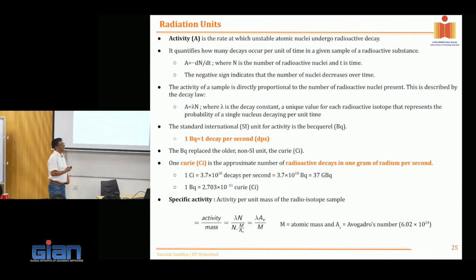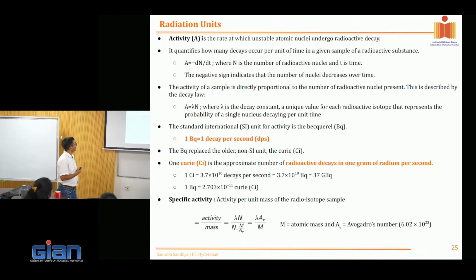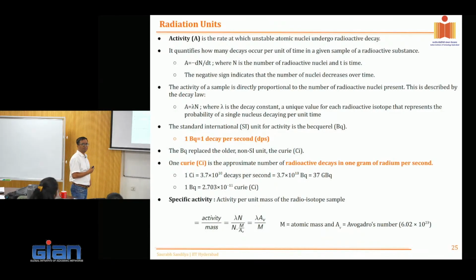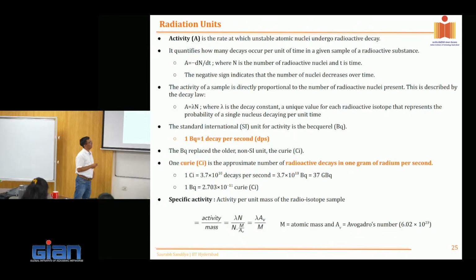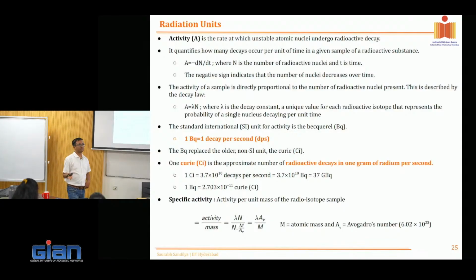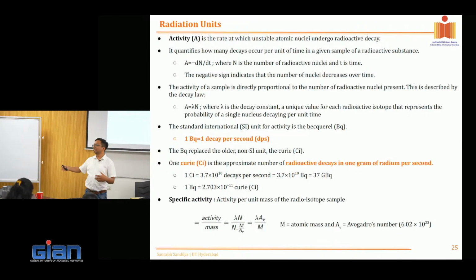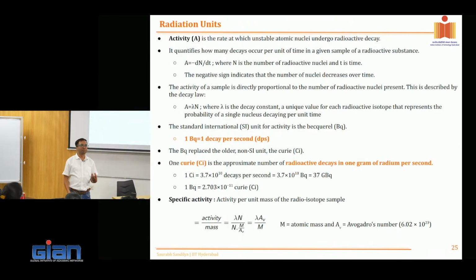One more thing you should remember is specific activity. Specific activity is equal to activity divided by mass, because if you keep increasing the mass, the activity increases. You want the activity per unit mass. If you do the calculation, ultimately it comes out to be the disintegration constant times Avogadro's number divided by the atomic mass of that particular thing.